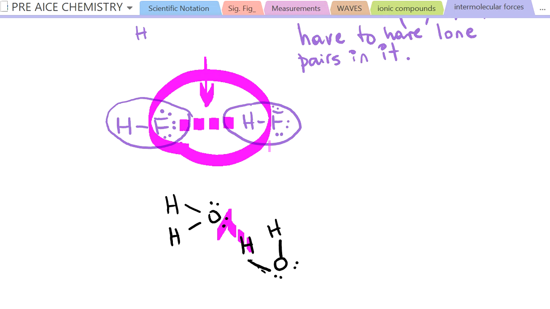That means that we need more energy to break those bonds and melt water, or melt hydrogen fluoride, or melt ammonia, or boil them. Huh? Can water be melted? Can you melt water? Yes, from ice to water.